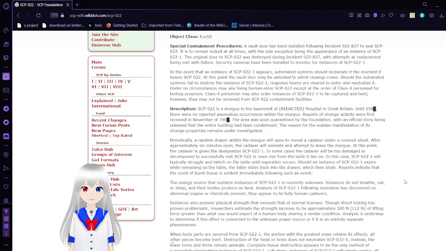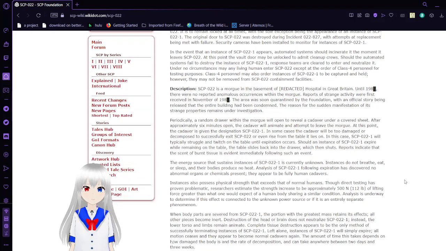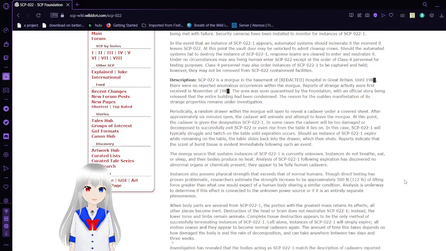Security cameras have been installed to monitor for instances of SCP-22-1. In the event that an instance of SCP-22-1 appears, automated systems should incinerate it the moment it leaves SCP-22. At this point, the vault door may be unlocked to admit cleanup crews. Should the automated systems fail to destroy the instance of 22-1, response teams are cleared to enter and neutralize it.